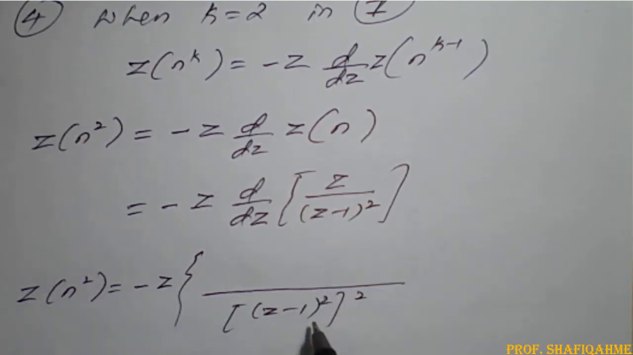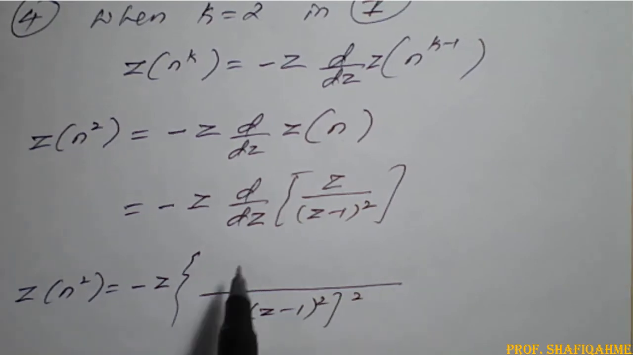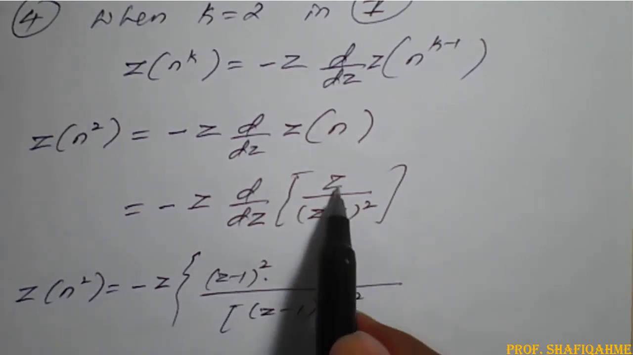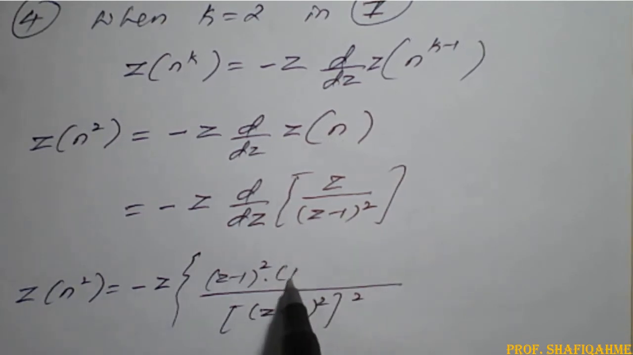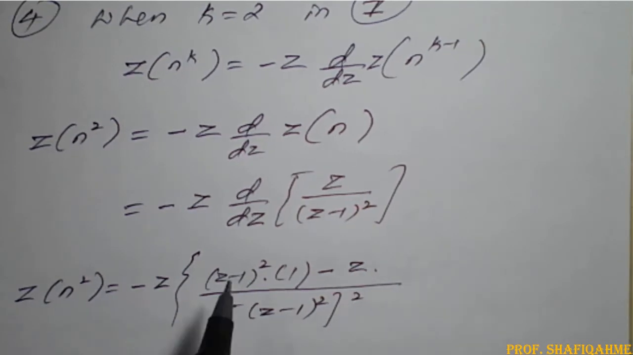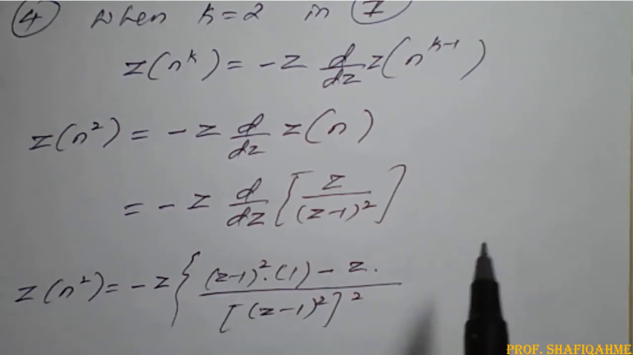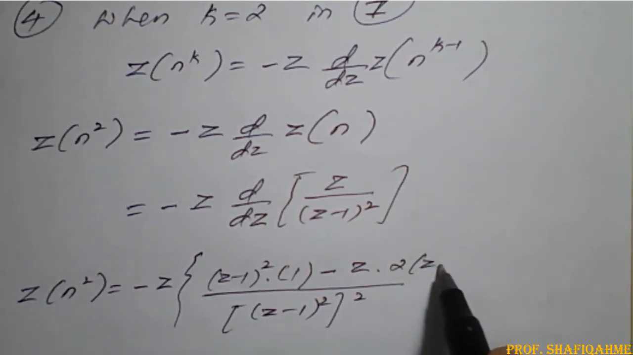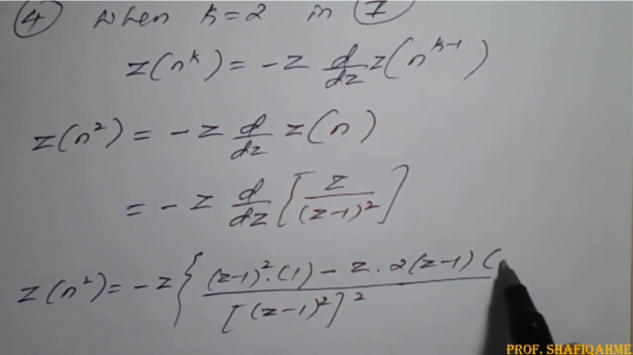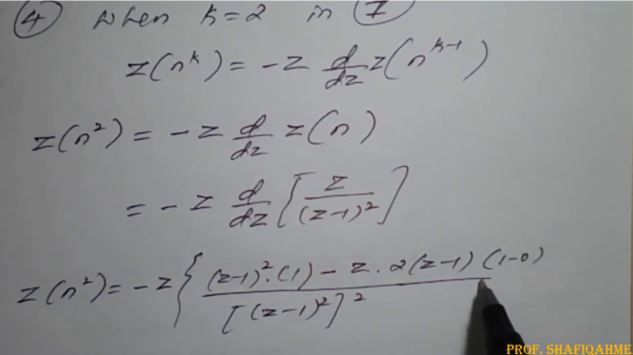For the denominator, z minus 1 whole square is already squared, and squaring it again becomes z minus 1 whole square of whole square. Then keep z minus 1 whole square as it is, differentiation of z with respect to z is 1, minus keep z as it is, differentiation of z minus 1 whole square is 2 times z minus 1 into differentiation of z minus 1, which is 1 minus 0.